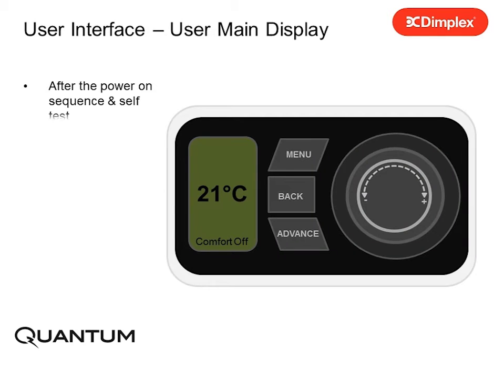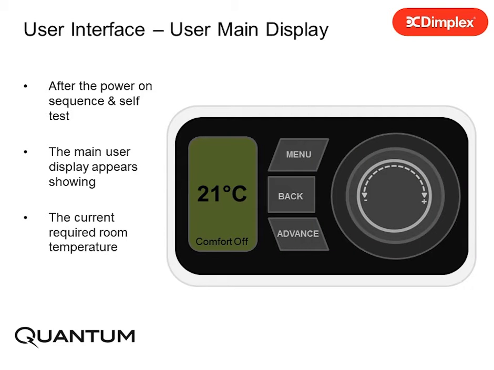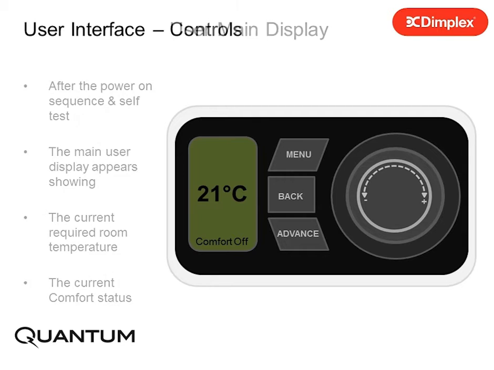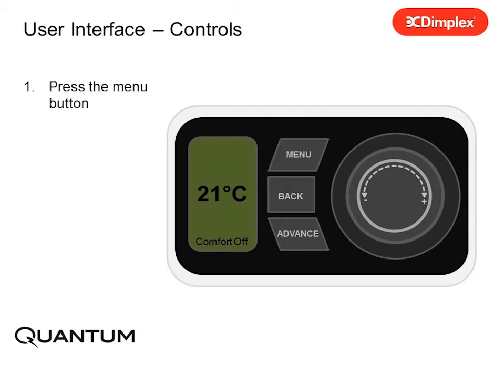After the power on sequence and self-test have completed, the main user display appears, showing the current required room temperature and the current comfort status. Press the menu button.